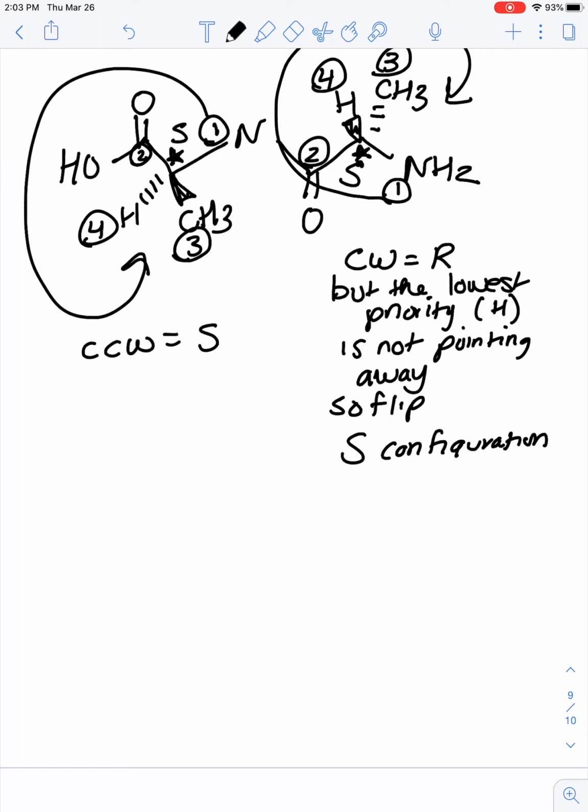So we're going to stop right here. Again, look over the Cahn-Ingold-Prelog rules that are in the course documents.